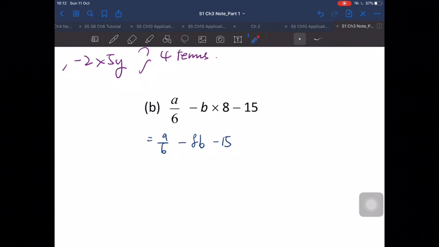So next step, you need to check whether there are any like terms. Okay, check like terms. Is these two a like term? No, different English letter. Is these two a like term? No, this is a constant term and this is the term with variable b. Are they like terms? No, they do not contain the same English letter. So therefore, all are unlike terms, and then we finished.